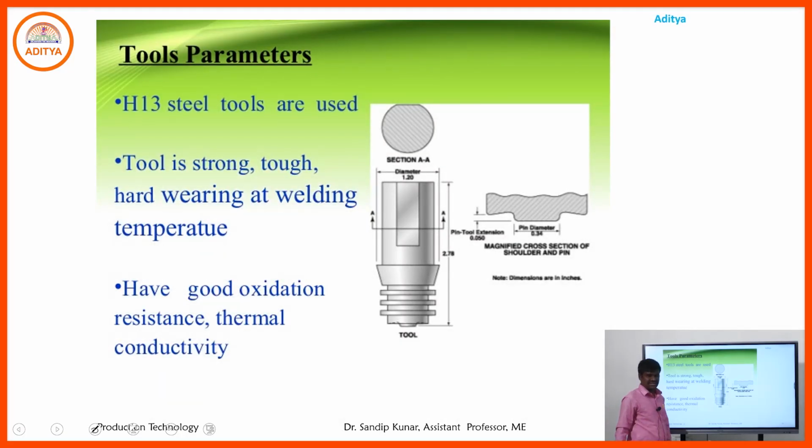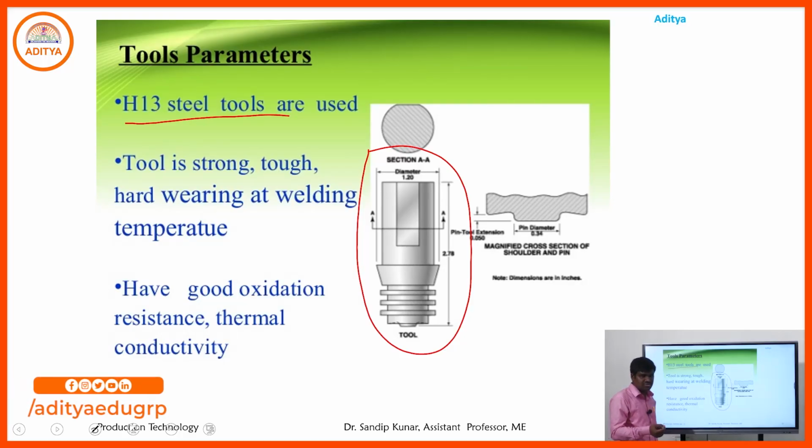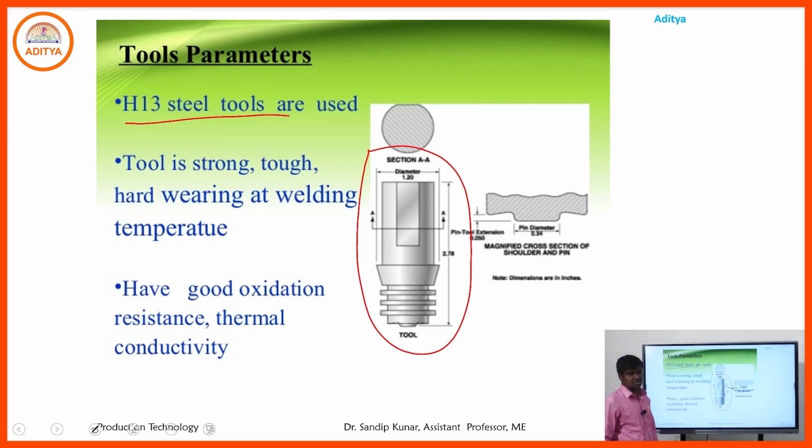What are the tool parameters? First of all, H13 tool steels are used. In the tool, the probe is connected, and that probe is rotated across the welding zone and attached to the welding faces. As it rotates, mechanical friction occurs between the two contact surfaces, a molten state is generated, and it helps to weld in that particular welding zone.